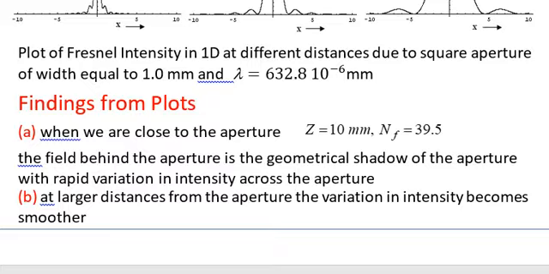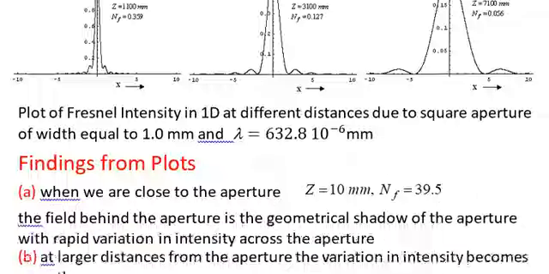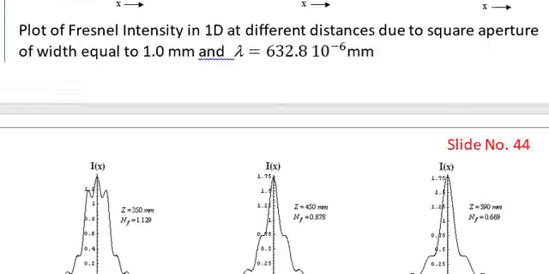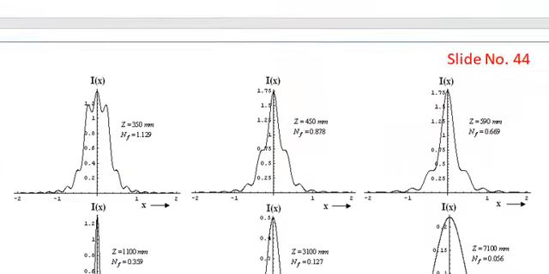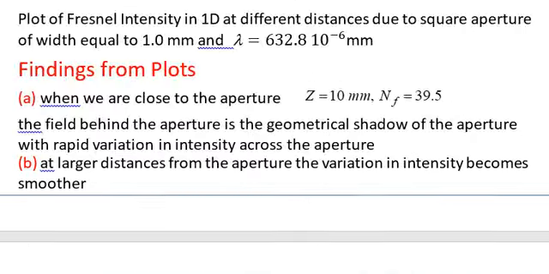Now we are summarizing those findings. Number A: when we are close to the aperture, for example Z equal to 100 millimeter, where the NF value is 39.5, the field behind the aperture is the geometrical shadow of the aperture with rapid variation in intensity across the aperture, which we have shown over here. Now in part B, at larger distances from the aperture, the variation in intensity becomes smoother. We have seen that the smoothness gradually appears as we increase the value of capital Z, that is, as we move away from the diffracting aperture.